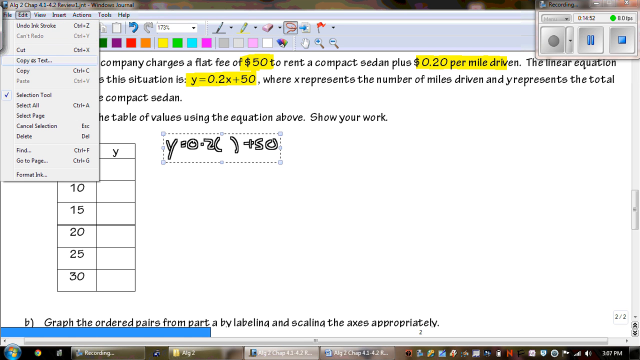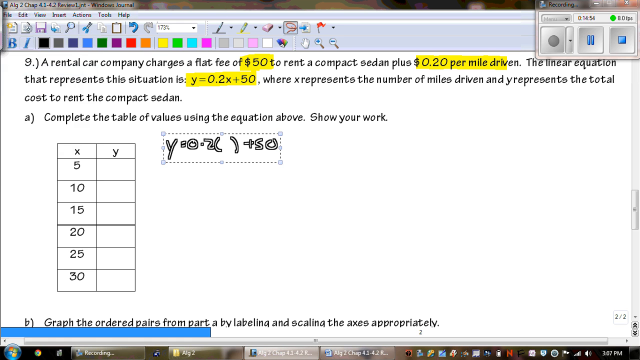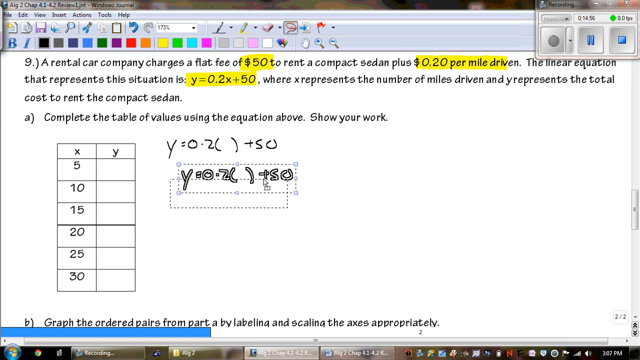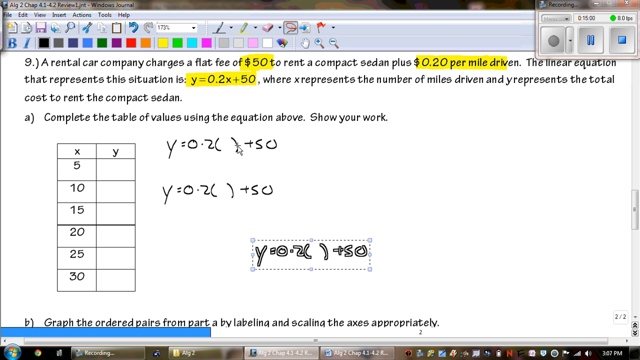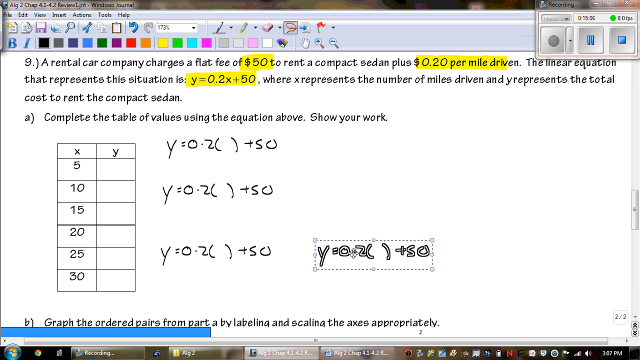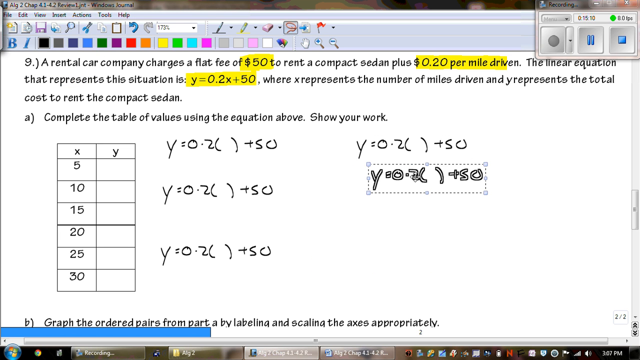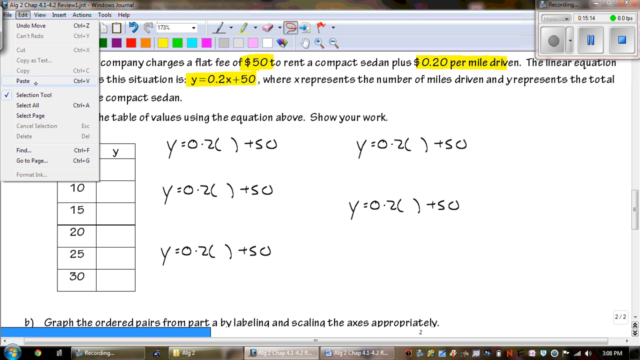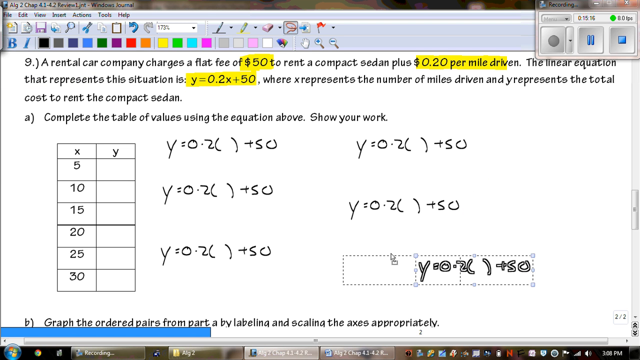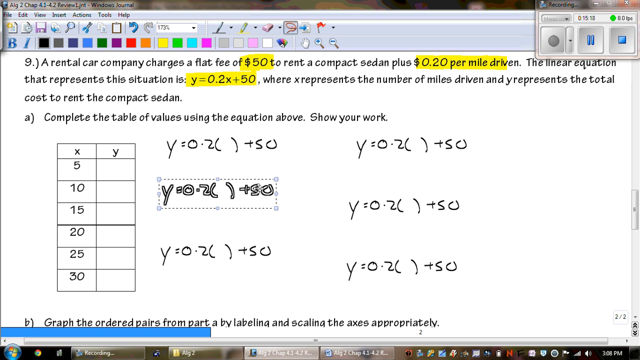So edit, copy, edit, paste. So I've got a 2, 3, 4, 5, 6. We'll move this guy down a little bit.